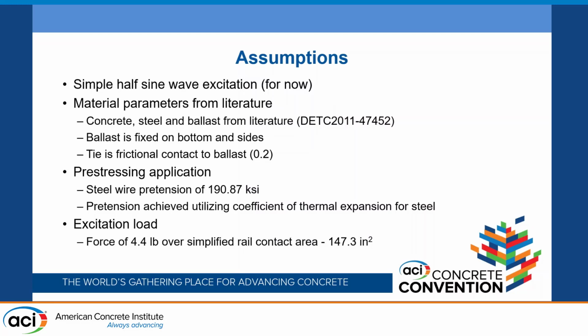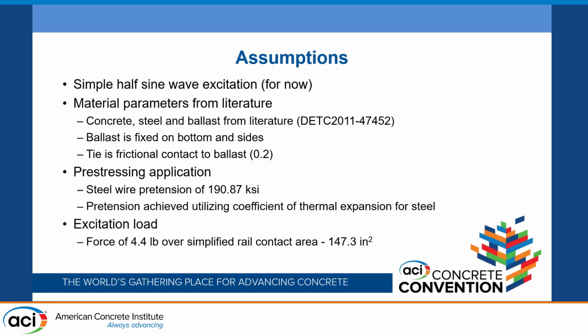But for now, we are still using just a simple half sine wave excitation. The material parameters from literature are from a Department of Transportation paper that outlines material properties that are ideal for using with FEA software for concrete railroad ties. In terms of the boundary conditions for the ballast, it is fixed support on the sides and the bottom, and then the tie is given a frictional contact surface with the ballast itself.